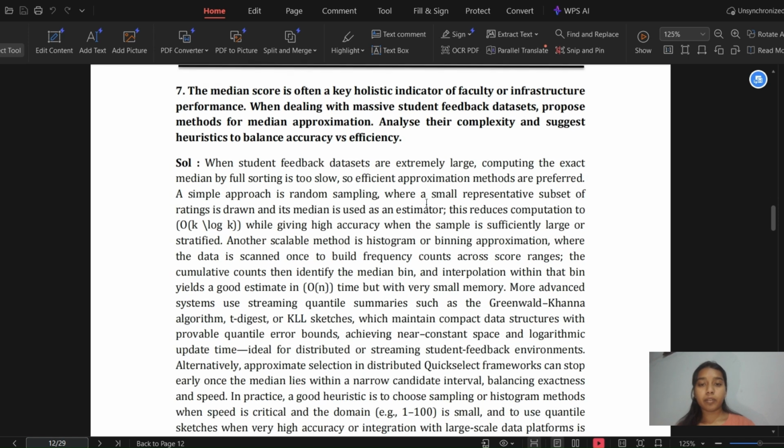Moving on to the seventh question. The question says the median score is often a key holistic indicator of faculty or infrastructure performance when dealing with massive student feedback data sets. Propose methods for median approximation, analyze their complexity and suggest a heuristic to balance accuracy and efficiency.